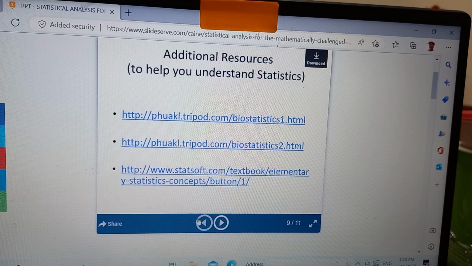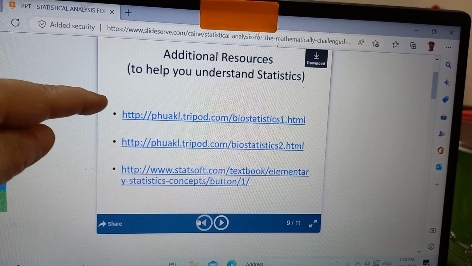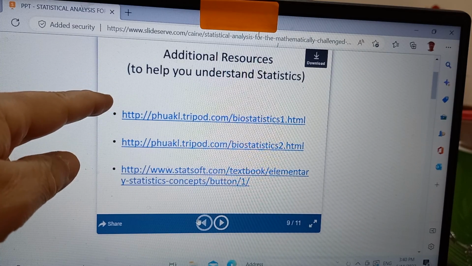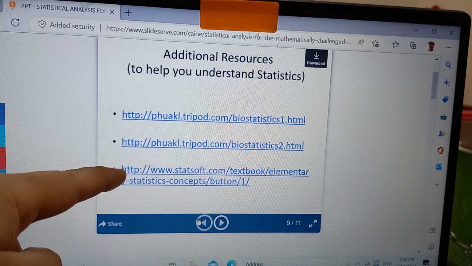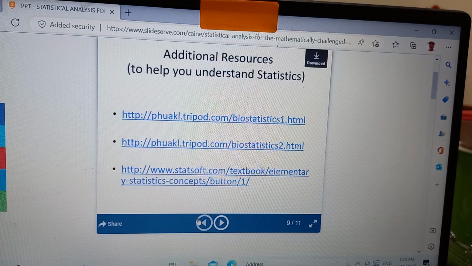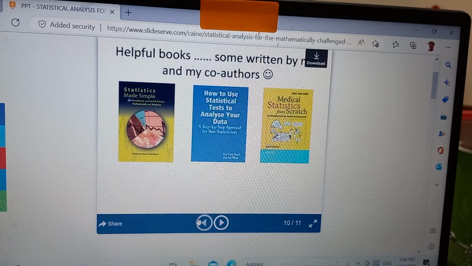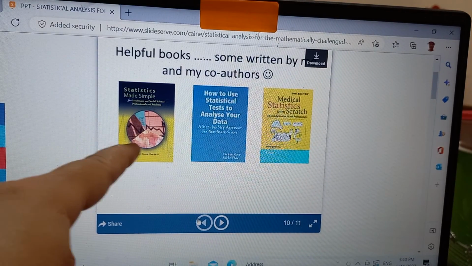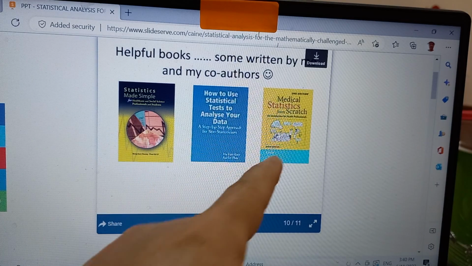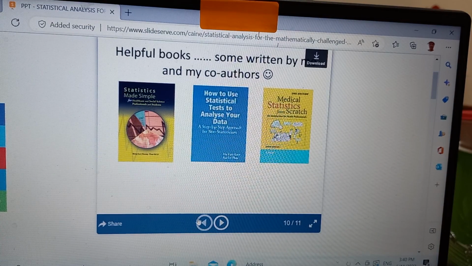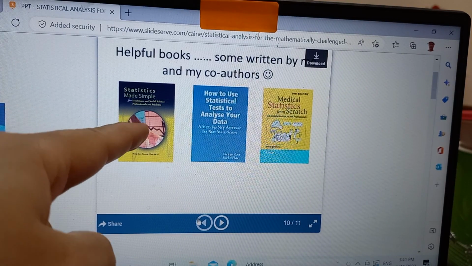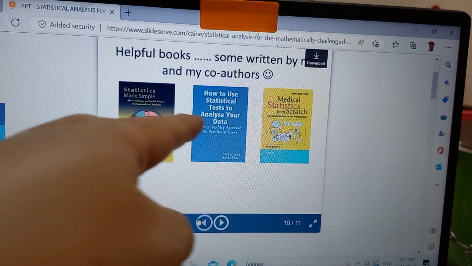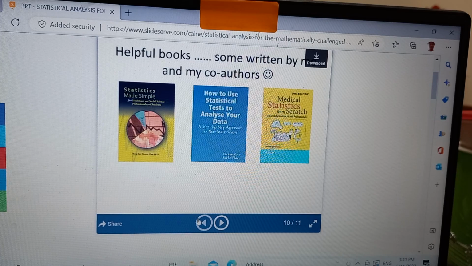Okay, here are some additional resources to help you understand statistics. Some notes on biostatistics at this link here. And here is a statistical textbook online, which you can consult too, from this company called StatSoft. Here are some useful statistics books. The first two books I have co-authored. This book is by some other author, but I find it well written, right, and easy to follow. Okay, so this textbook I've co-authored with another person, and this one with another former colleague too.